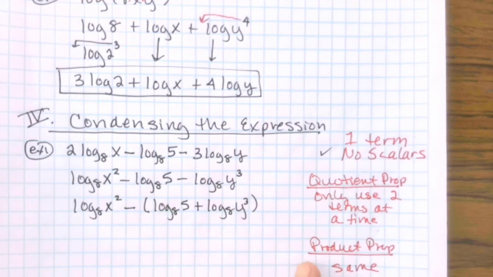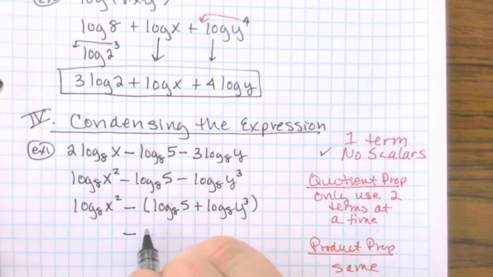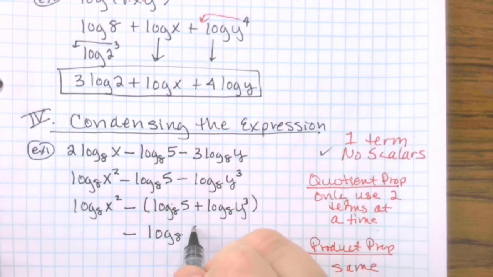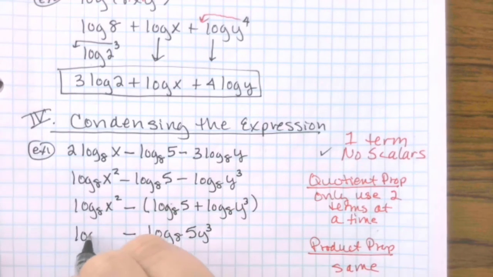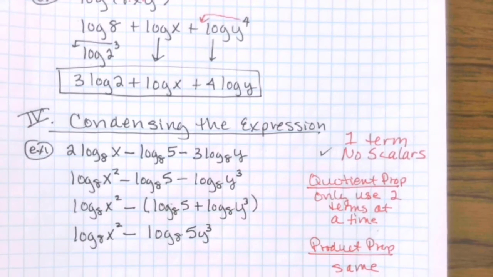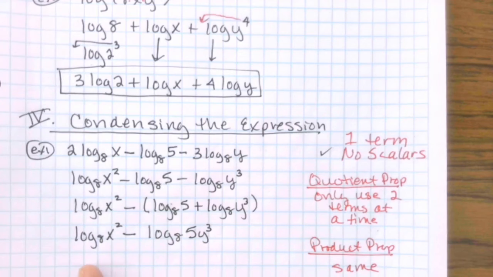This is now product property. I have 2 terms together, so I can combine them into log base 8 of 5y cubed. Let me just rewrite this one. So there we go. Now we have two terms to work with for quotient property, so I can stack these up.